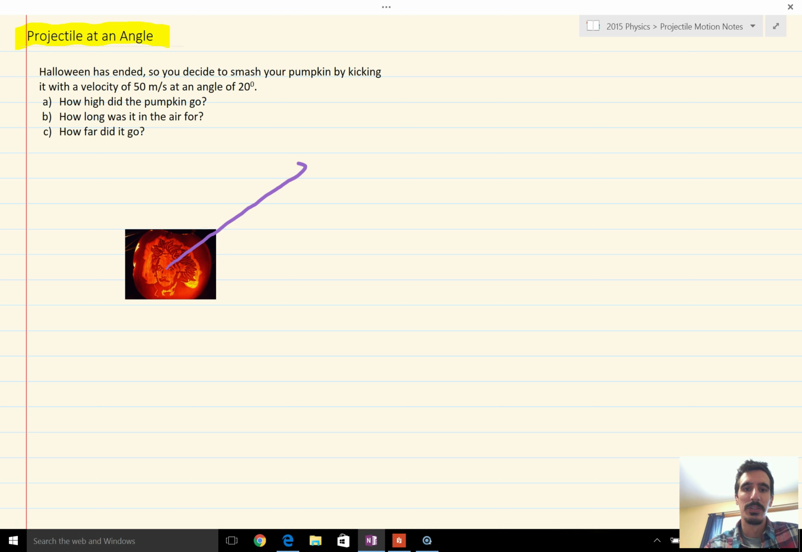So we kick the pumpkin with a velocity of 50 meters per second. And the angle relative to the ground is 20 degrees. So theta is 20 degrees. Now, when we analyze these problems, we're going to analyze the first part using vertical motion, which is exactly the same as throwing something straight up and down. But before we do that, we have to find the vertical velocity.